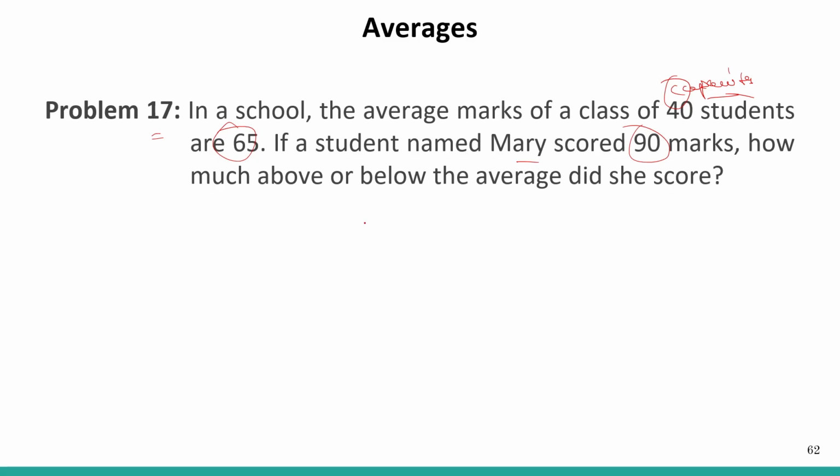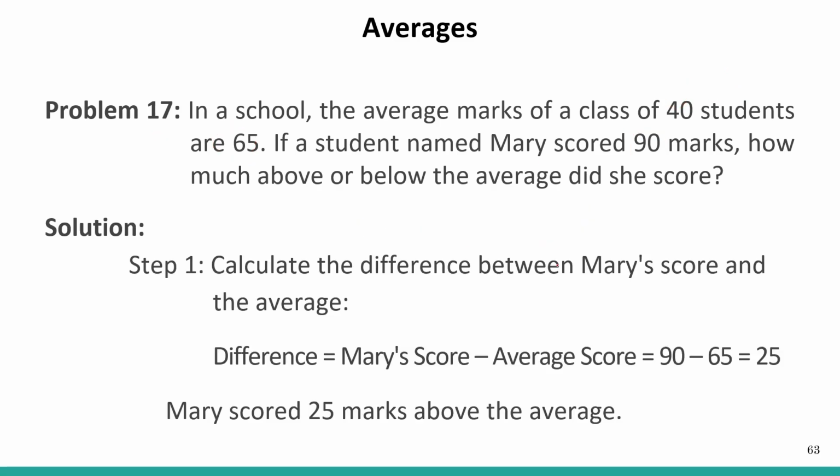So Mary's mark was 90 and the class average was 65. So 90 minus 65 is equal to 25. So she scored 25 above the average. The difference between Mary's score and the average score was 25. That's why Mary scored 25 marks above the average.